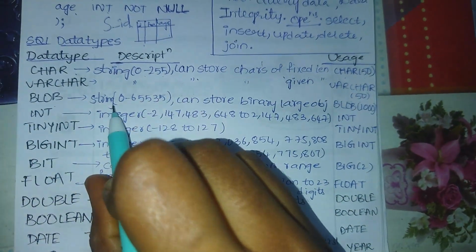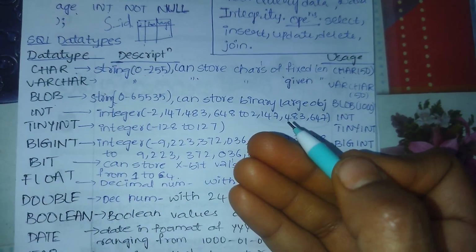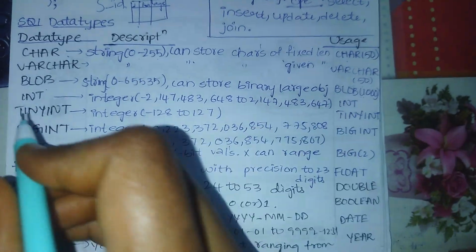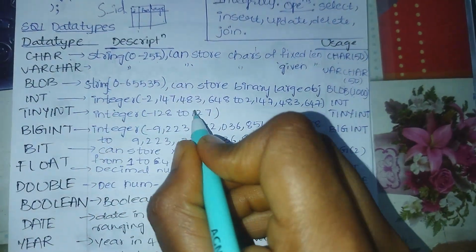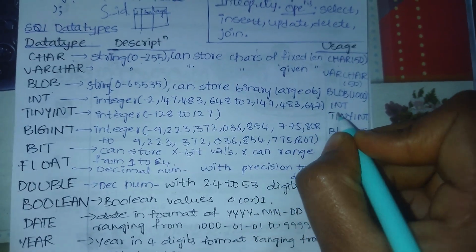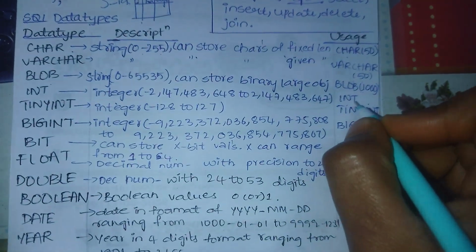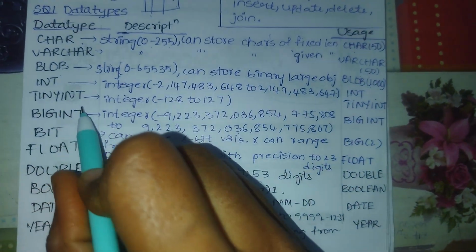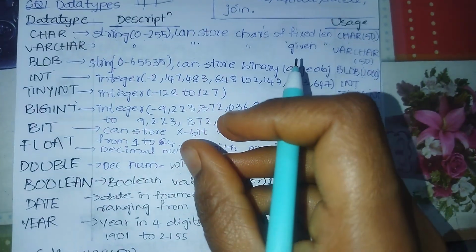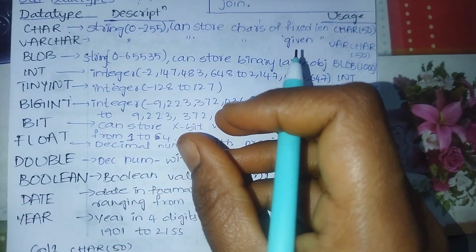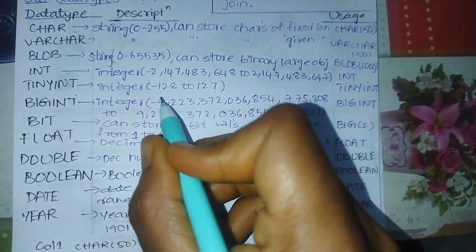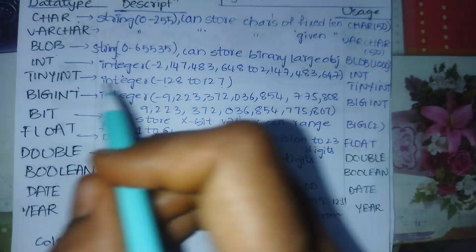BLOB is a string represented for binary large objects, with the BLOB word and size 1000. Integer is for numbers, any positive numbers or negatives. Integer is used with INT. TINYINT is an integer subtype. We will use integer range of minus 128 to 127 with the TINYINT keyword. BIGINT.